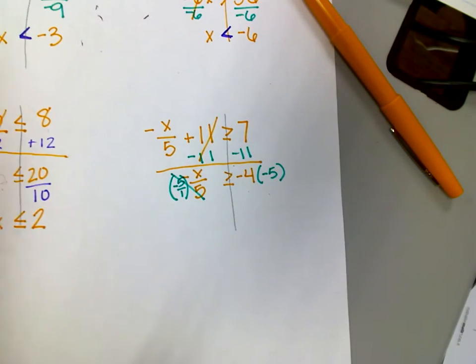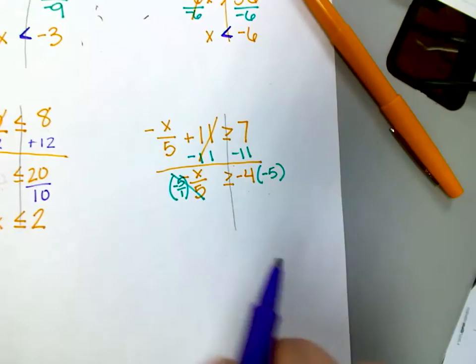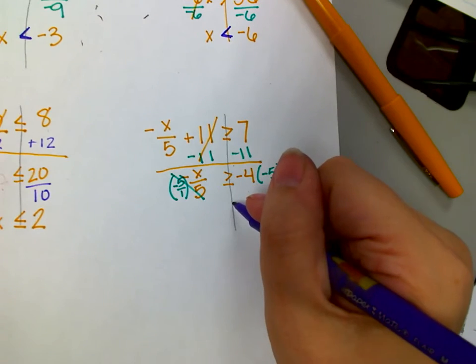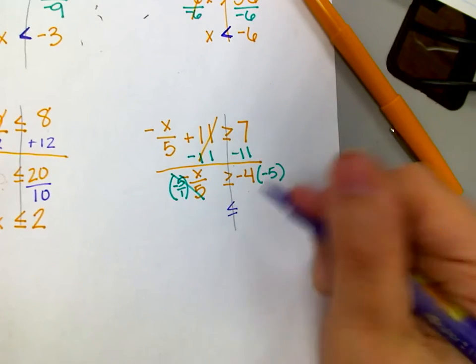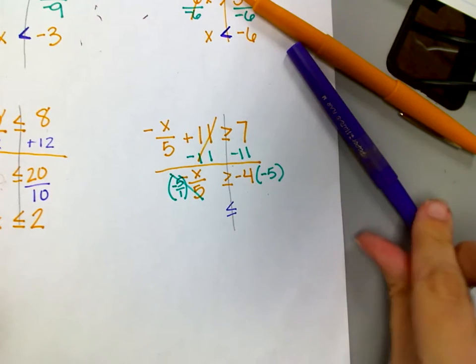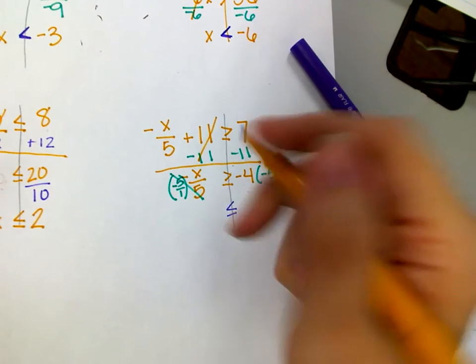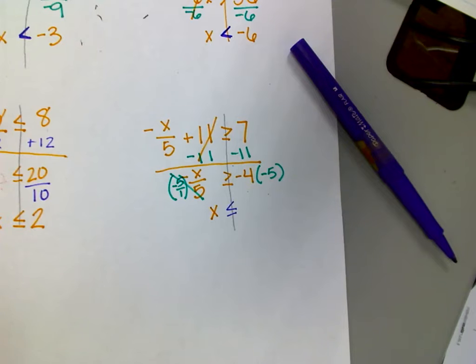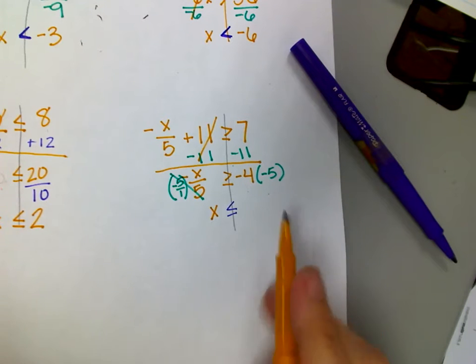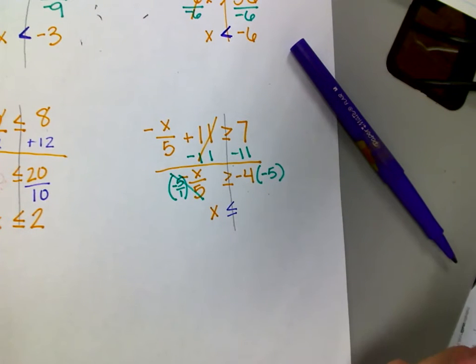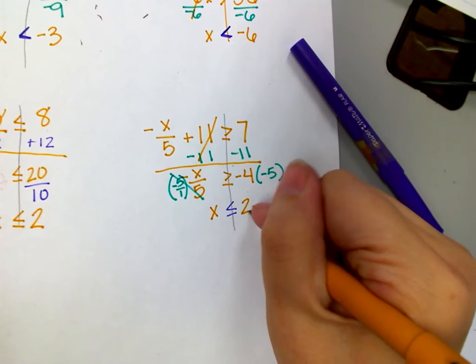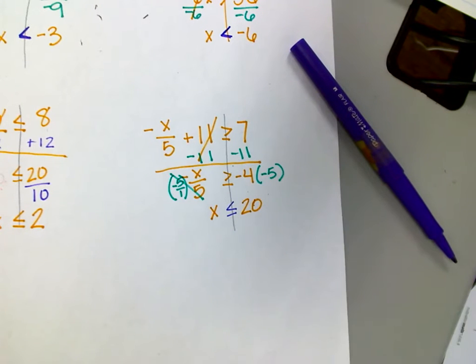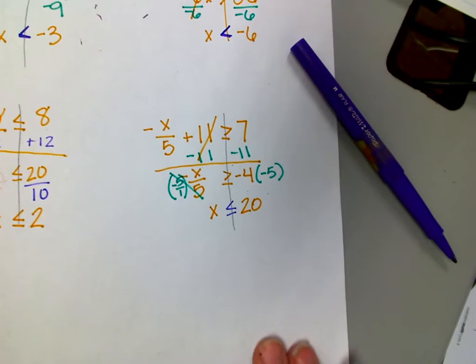But what did I just multiply by? A negative. So what happens to that sign? I flip it. Okay, so now I'm going to be left with x is less than or equal to negative 4 times negative 5, which makes a positive 20. Okay, we're going to do another one.